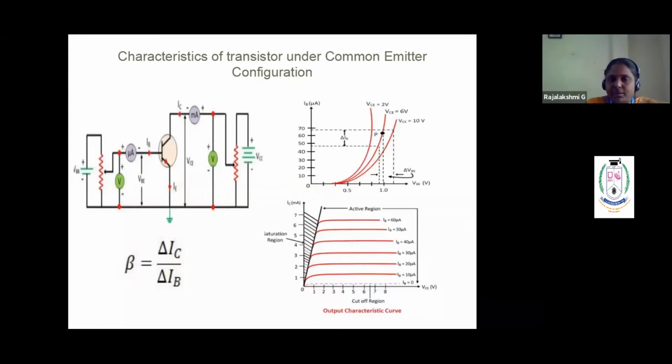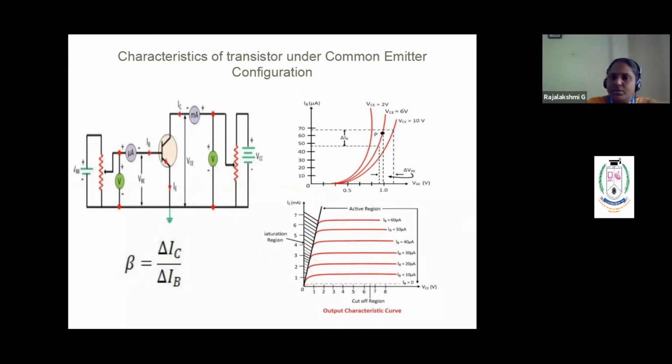Same way, look at the curve. You are going to increase the input voltage VBE and note down the input current IB. Same way, it is going to increase as we studied earlier. As in the common base configuration, you are going to increase the reverse bias voltage VCE to 6, 10. Here it is shown as 2, 6, 10. You can increase in any steps. It's not a problem.